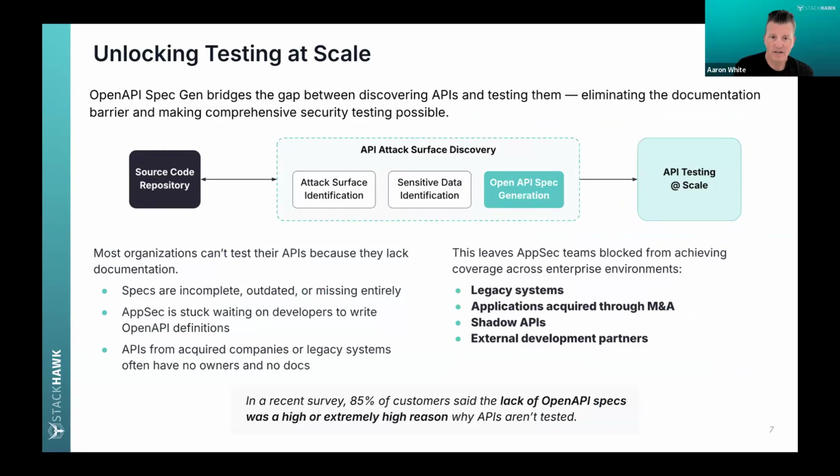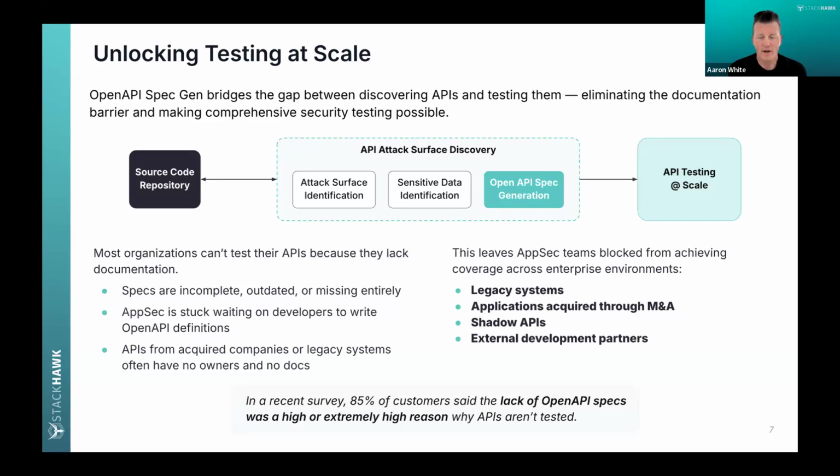So with API discovery, now with attack surface identification, providing that visibility and telling you what exists and how often it's changing, in addition to sensitive data identification, providing that context, we are now automatically generating OpenAPI specifications directly from your source code repositories. No longer do you have to worry about incomplete, outdated, or missing specifications.